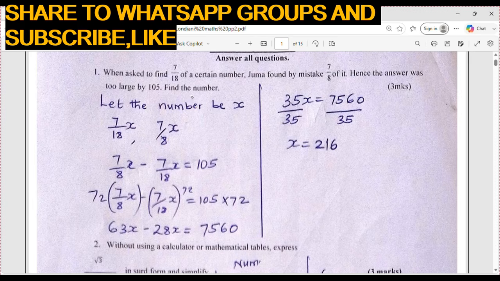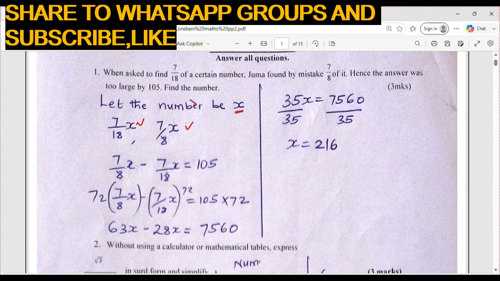So let the number be x. When asked to find 7/18 of that number x, Juma found by mistake 7/8 of x, that is this number and this number. Now when they subtracted, the difference between the two numbers is 105. Now from here you need to solve for the value of x.